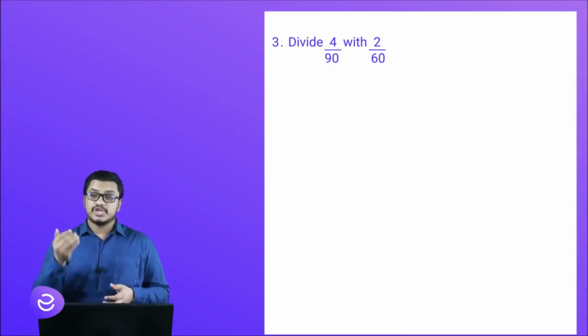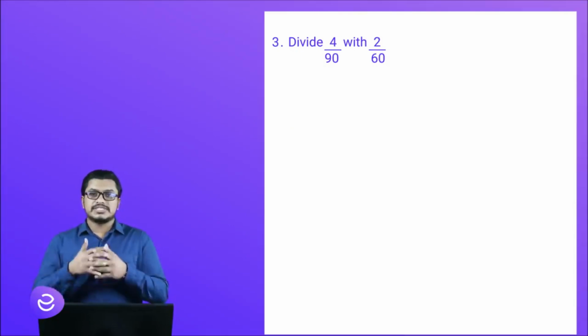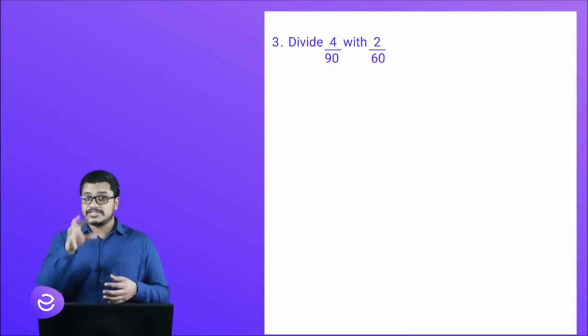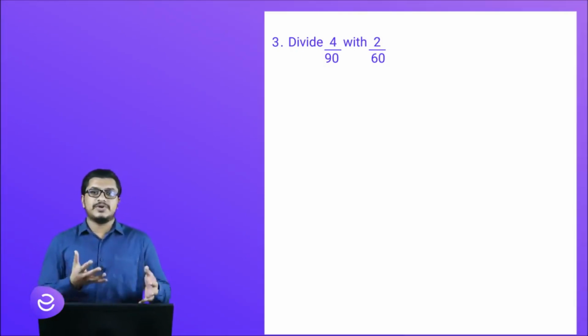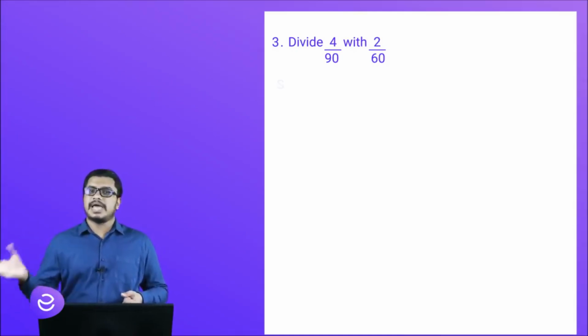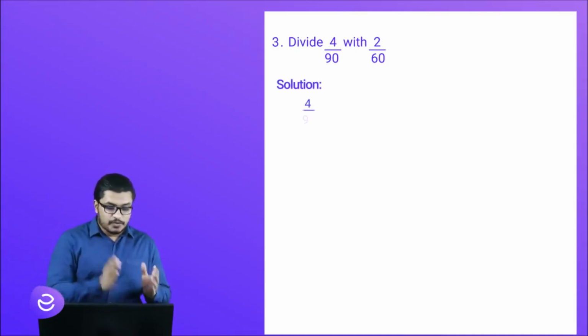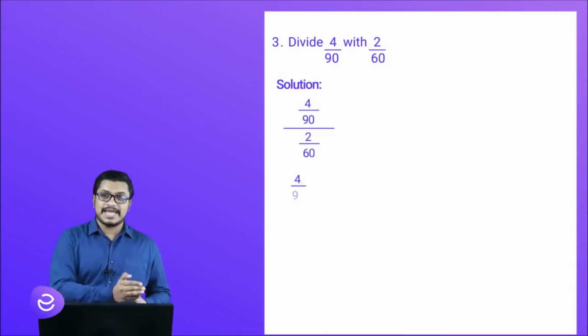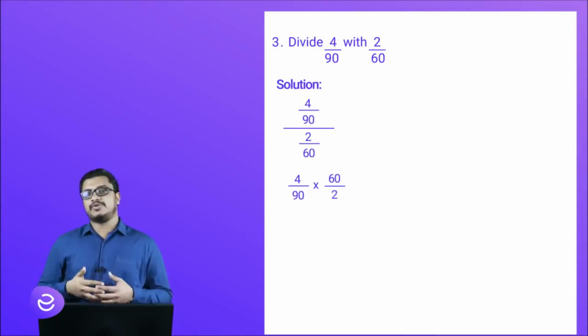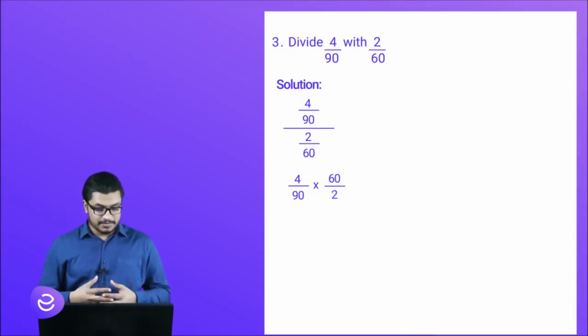Now the third question: divide 4 by 90 by 2 by 60. This is a division of fractions, and we have a guideline there. While dividing fractions, we invert the second number and then multiply directly. So 4 by 90 divided by 2 by 60, we can write as 4 by 90 into 60 by 2. So this becomes a very easy problem.